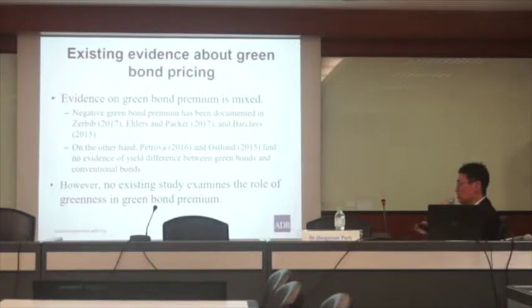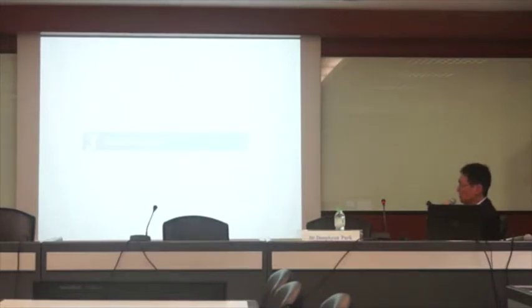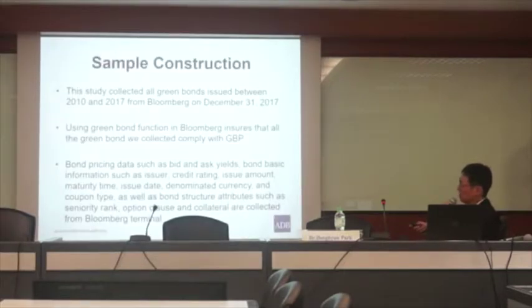On the other hand, other studies, the second strand of studies, find, in fact, there's no statistical difference in the yield between green bonds and conventional bonds. So these are the existing studies. However, it should be noted, one big shortfall in the literature, if you will, is that none of the existing studies examine the effect of greenness indicator in green bond pricing. Now, that is, of course, what we tried to add in this analysis in our paper. Now, let's go into our own empirical analysis.